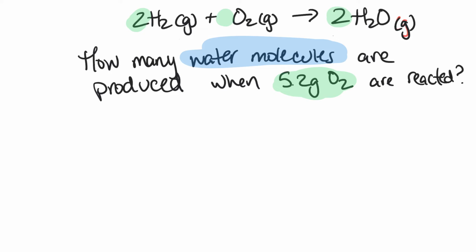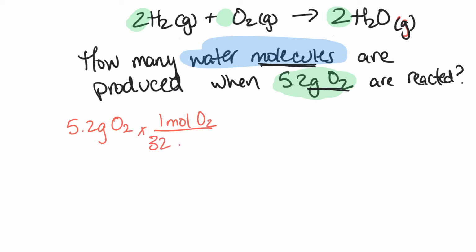And so if you notice here, I start you off with grams of O2, and you need to go to water molecules. So this is kind of a hefty question because you're doing a lot of converting one thing to another. So let's go for this. We're going to start off with 5.2 grams of O2. We need to convert this to moles. So we know that 1 mole of O2, based off the periodic table using the molar mass, is 32 grams of O2.